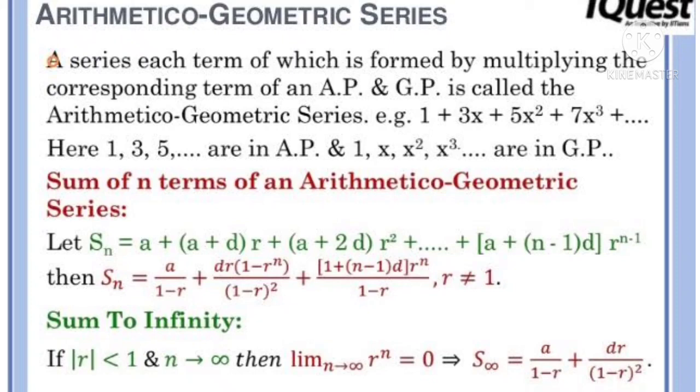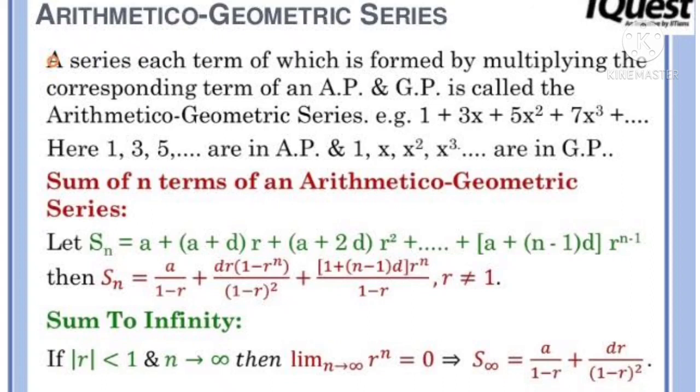Example, 1 plus 3x plus 5x square plus 7x cube plus up to etc. Here 1, 3, 5, up to etc. are an AP and 1, x, x square, up to etc. are a GP. So, sum of the n terms of an arithmetico-geometric series, let us take Sn is equal to a plus d into r plus a plus 2d into r square plus up to etc. a plus n minus 1 into d into r power n minus 1. Then Sn is equal to a by 1 minus r plus dr into 1 minus r power n by 1 minus r the whole square plus a plus n minus 1 into d into r power n by 1 minus r, r not equal to 1.